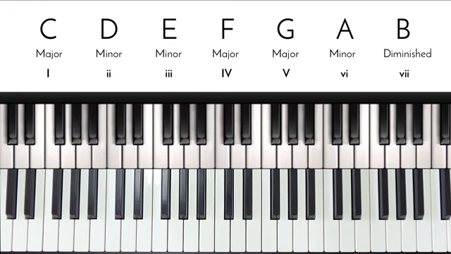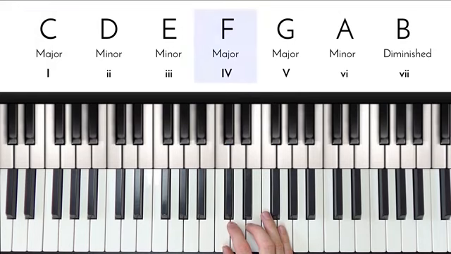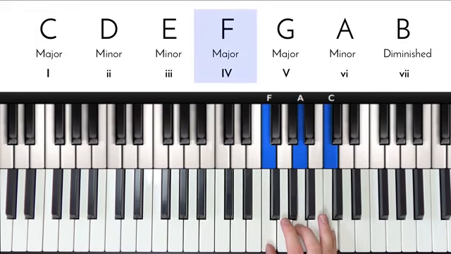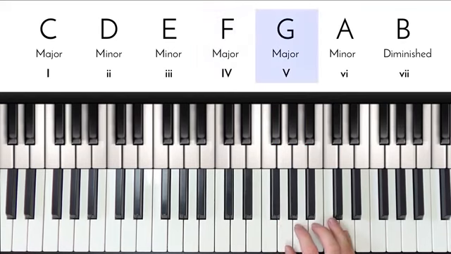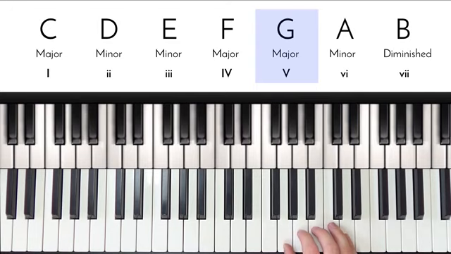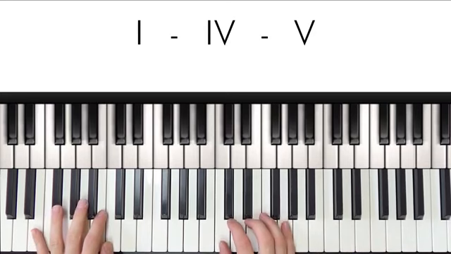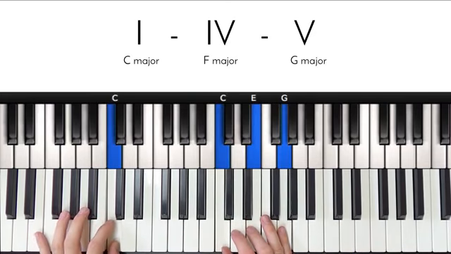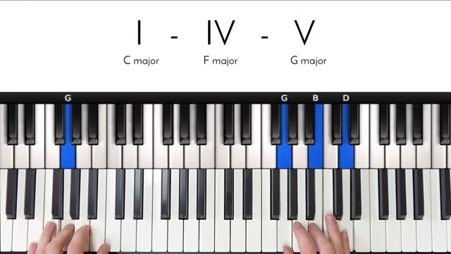But the first chord, which is chord 1, is going to be a C major. Chord 4 is an F major. And then chord 5 gives us G major. So in the key of C, the 1-4-5 progression would be C major, F major, and G major.